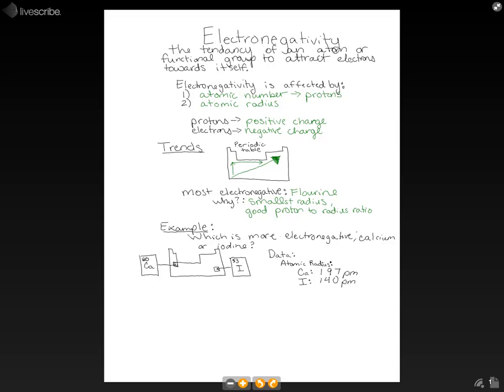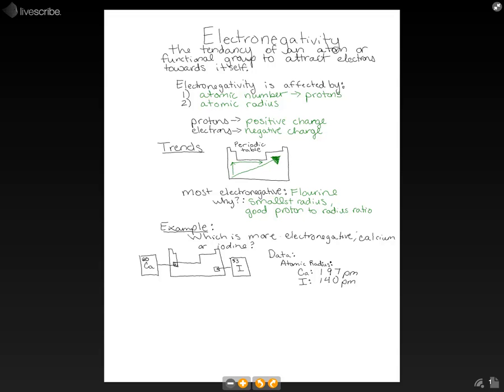So we're going to look at an example here that will let us try and determine which is more electronegative. We're going to see if calcium or iodine is more electronegative. So over here I've drawn a periodic table, and we have calcium and iodine written out where they are in the periodic table. And we have some data over here showing our atomic radius for calcium as 197 picometers and for iodine as 140 picometers.